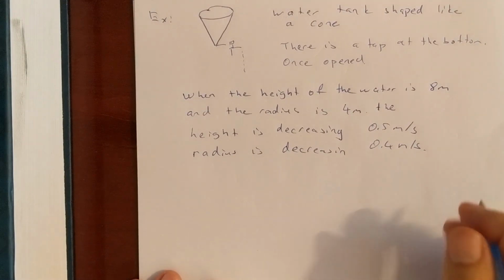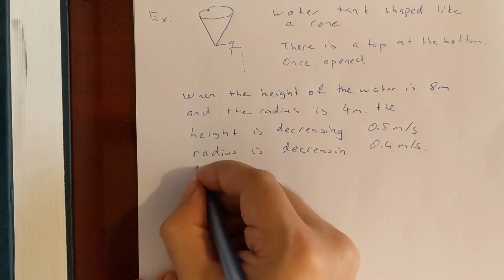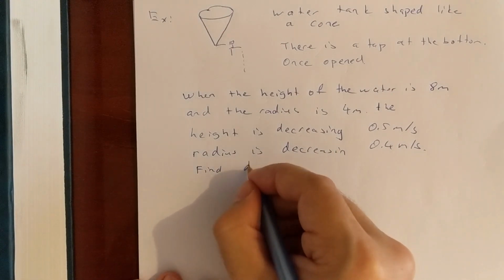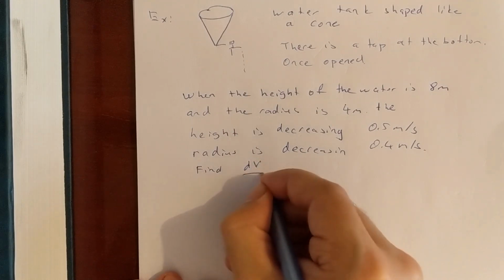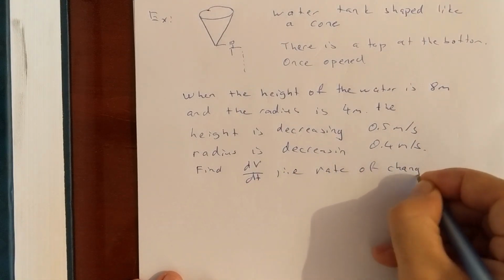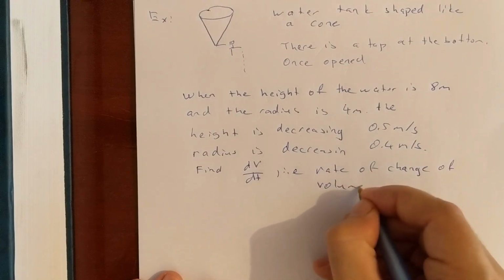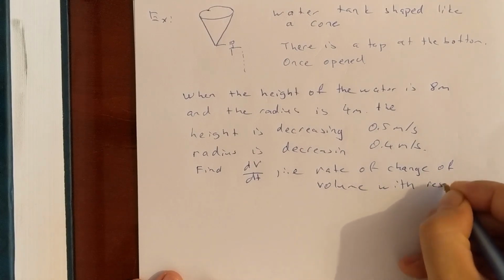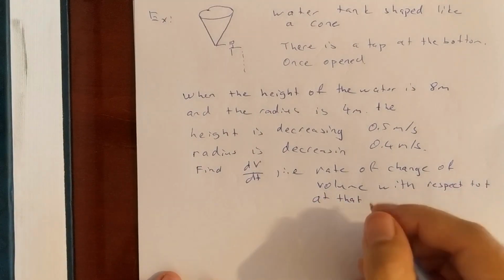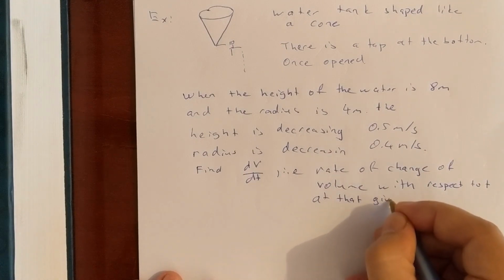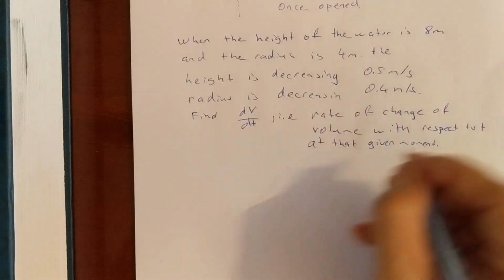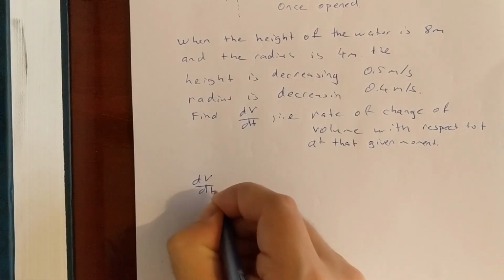So the question is going to ask, find dV/dt, in other words, the rate of change of volume with respect to t, at that given moment when the height is 8 meters and the radius is 4 meters. Okay, so alright, we can handle this, I think. So the question is asking dV/dt, right? So that's what it's asking.